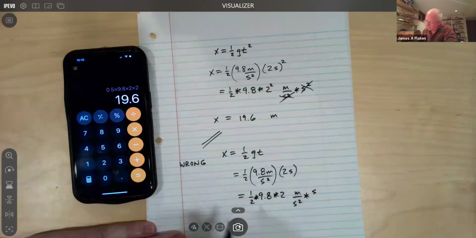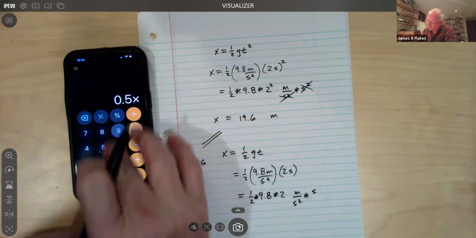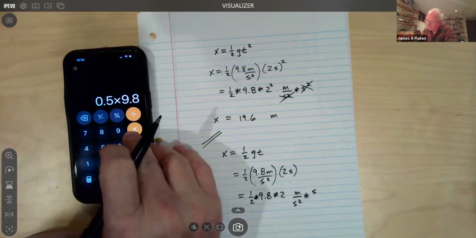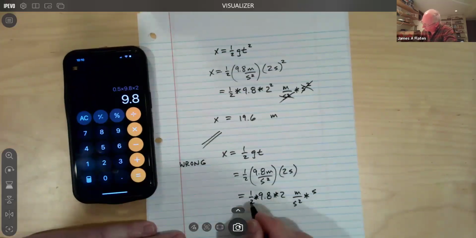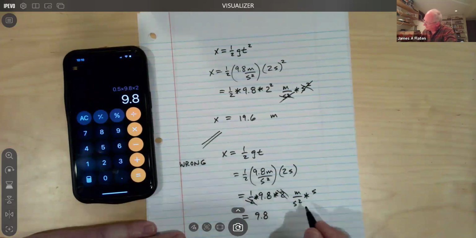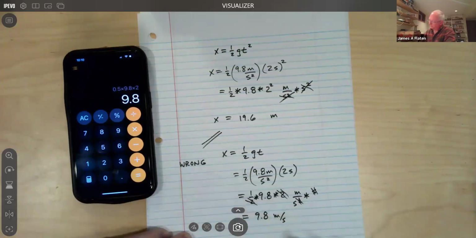And I can get a value. So 0.5 times 9.8 times 2. Wow, look at that. There's a 2 in the top and 2 in the bottom. I didn't even notice that, but I should have. The 2's cancel, and I end up with the number is 9.8. But if I look at the units, I see this second cancels with the double here, and I get 9.8 meters per second. And now I should worry.